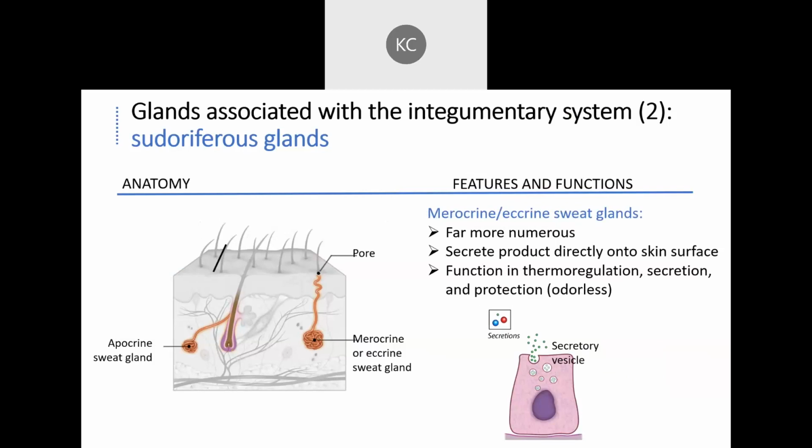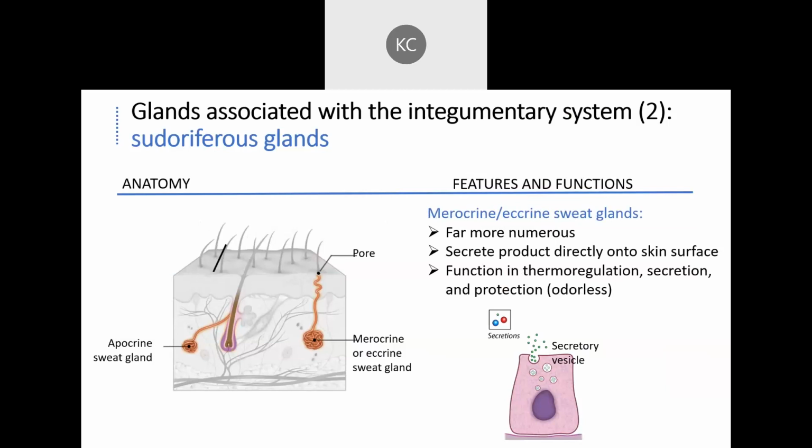Okay, and then the second type is merocrine secretion, or merocrine sweat glands. These produce sweat that does not go directly into the hair follicle, but instead goes directly onto the skin surface. So there are pores, sweat pores from merocrine sweat glands, that go directly onto the skin surface, and the sweat goes directly there.